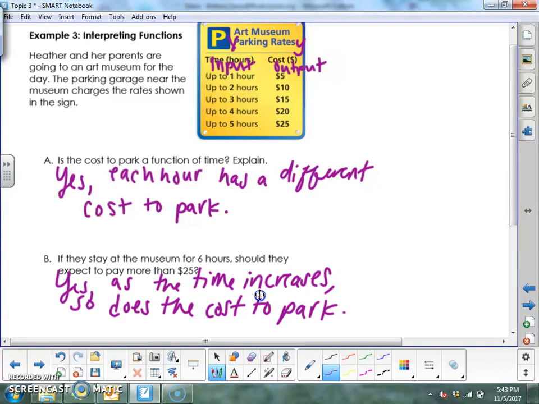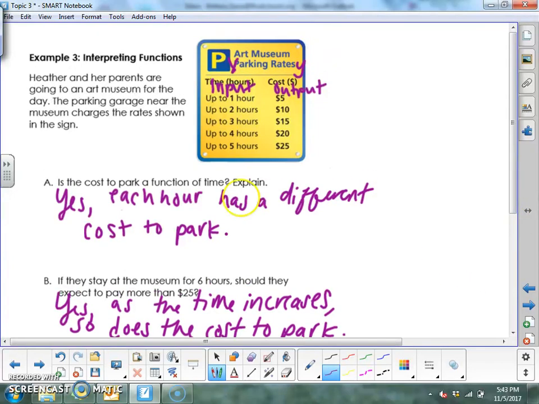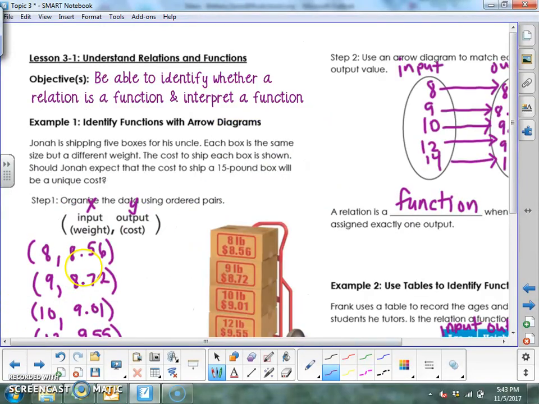Okay, so that's just a little overview of beginning to look at functions. This chapter is all over functions, so just looking at input versus output, and that you can only have one output for each input. Okay.